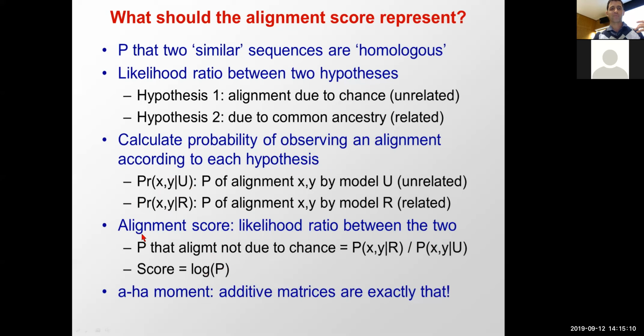extincting me. All right, so the alignment score is going to be the likelihood ratio between the two hypotheses, and the probability that the alignment is not due to chance is going to be exactly that likelihood ratio. And the score is going to be the log of that probability. And the aha moment that everybody should be raving about is that additive matrices are exactly that. So if in every pair in that big matrix I have the log probability of that ratio, then computing the score using my dynamic programming algorithm gives me exactly the probability of related divided by the probability of unrelated, as long as I have that likelihood ratio, or the log of that, at every entry.